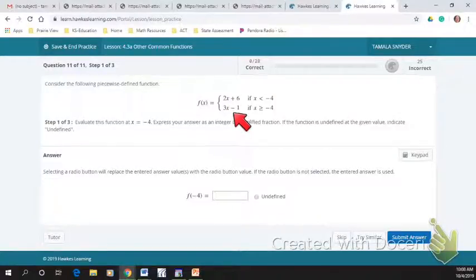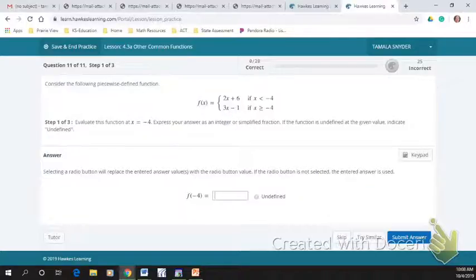Why the bottom one? Because it says if you are greater than or equal to negative 4, you use this function. If you're less than negative 4, you use this function. Does that make sense? Okay, so we want to plug it into the bottom function, and so that's going to be 3 times negative 4 minus 1.